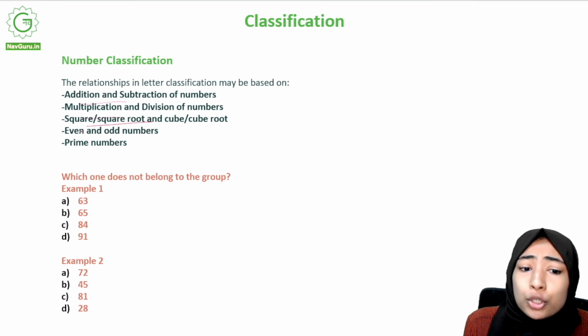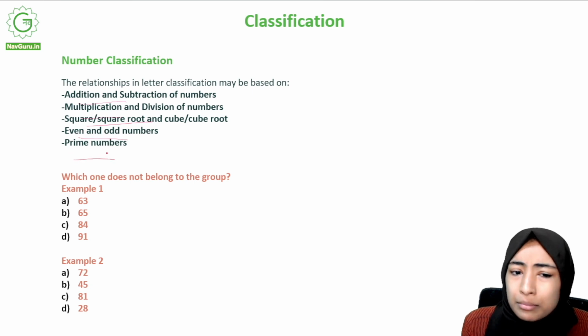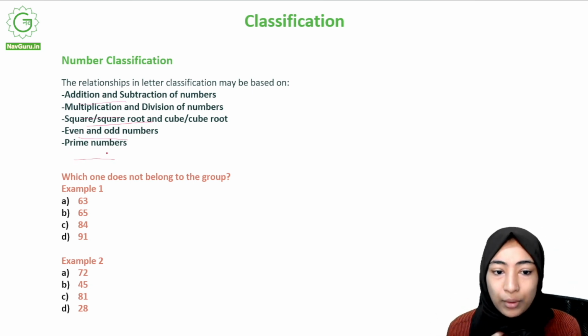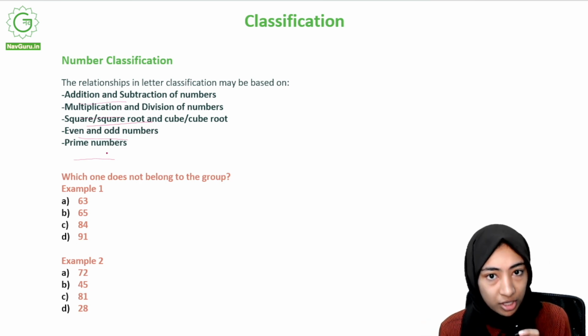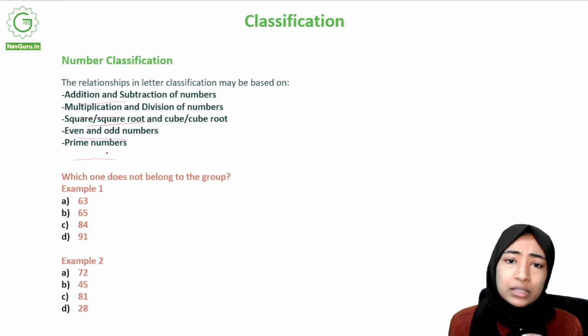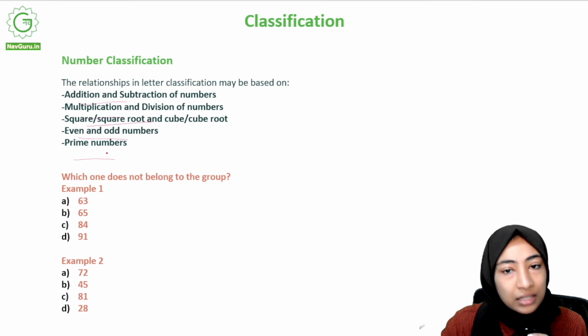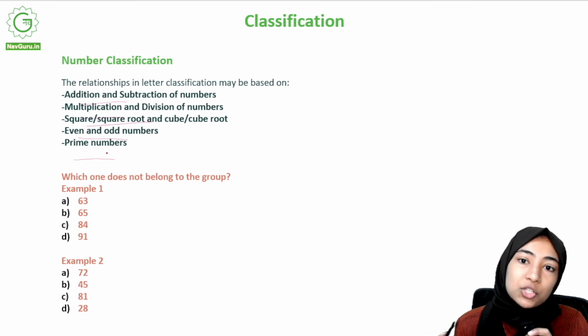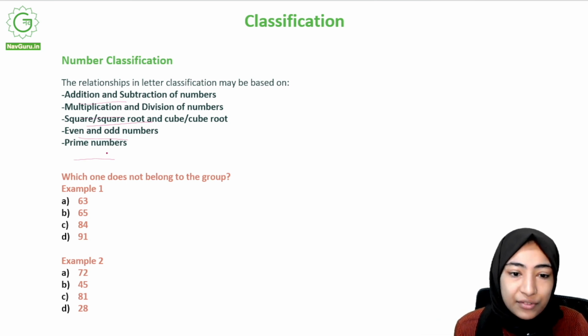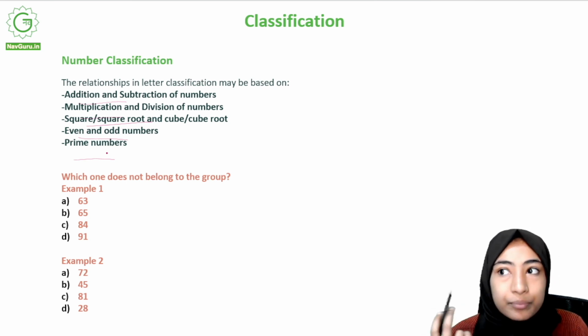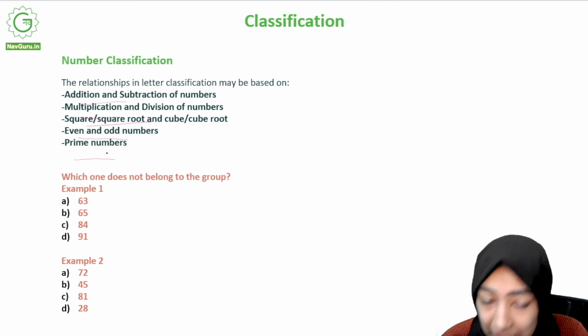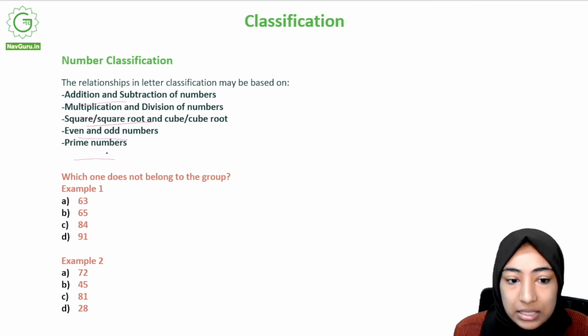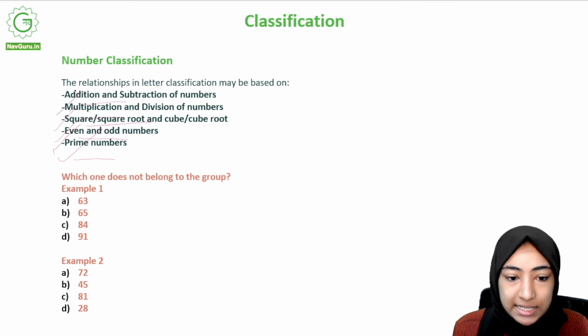It could be square root, cube root, even and odd numbers, prime numbers. So you all know what this is. I don't have to explain it, right? You know what square roots, cube roots, even numbers, prime numbers are. Yes, these are things that you already know. But when you see questions which come under number classification, just remember, it might be prime numbers, it might be even numbers. I can use any of these things, right?